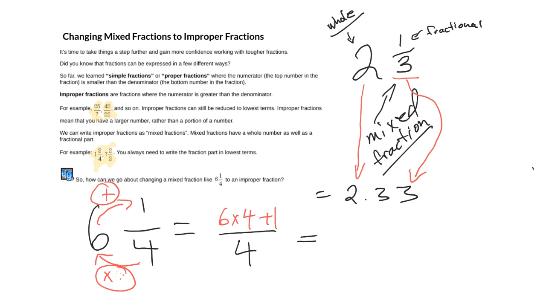So when we do this, we have to take 6 times 4, which is 24, and then we write down plus 1 over 4. And then 24 plus 1 is 25 over 4. And that is our final answer. That's literally it.